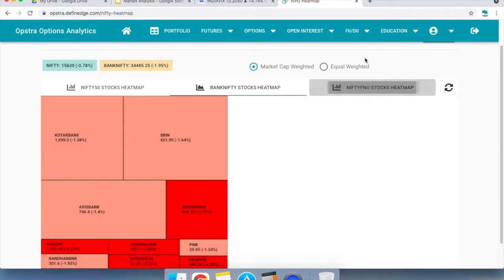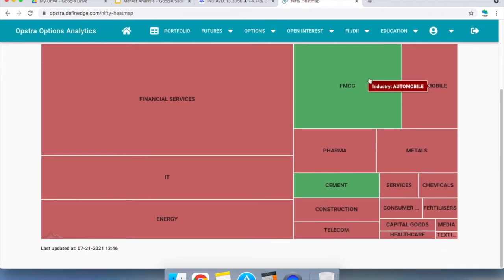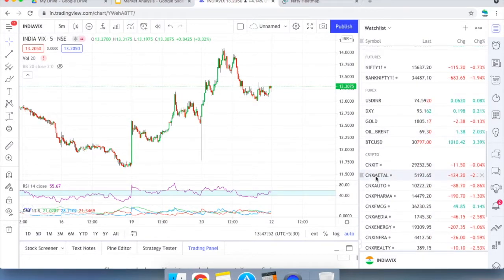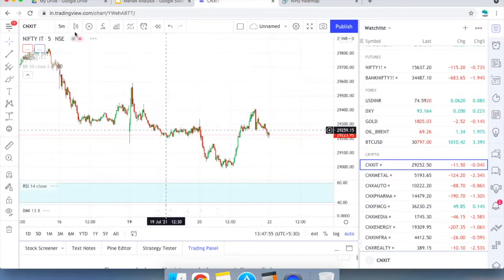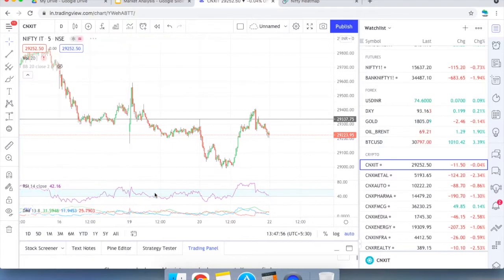BANKNIFTY is full red, right? And you can see that only FMCG Hindustan Unilever is the one. There is a result that is coming, I would believe. Right, so there is only one stock that performed. So let's look at the sector charts and see what is happening there on the 1-day time frame.